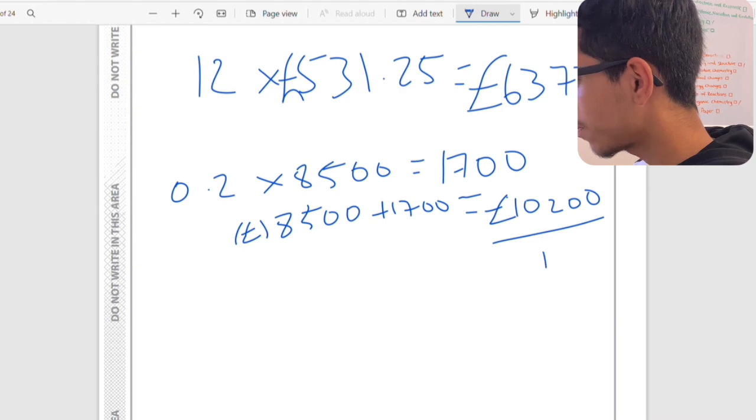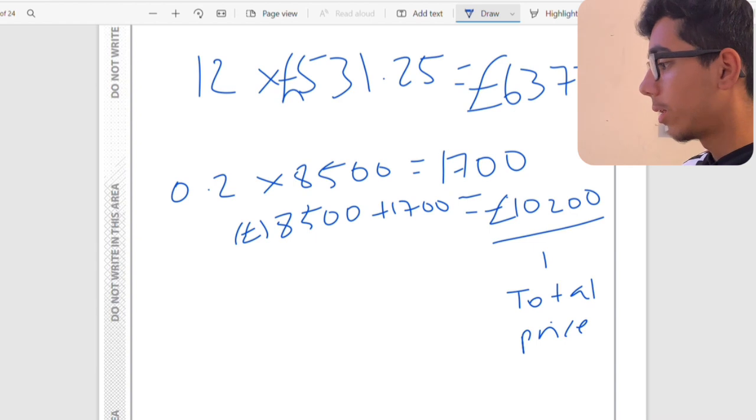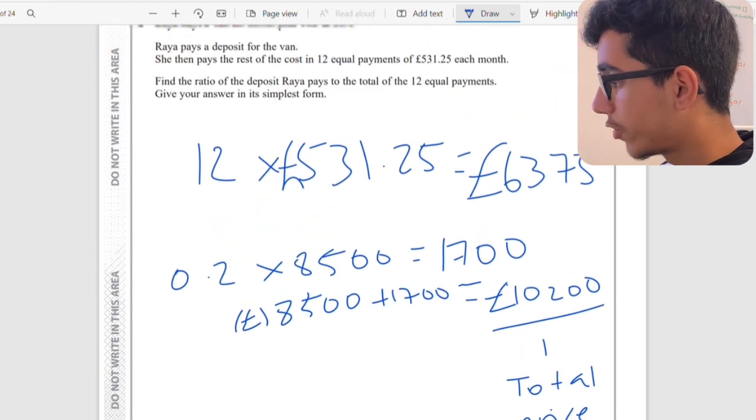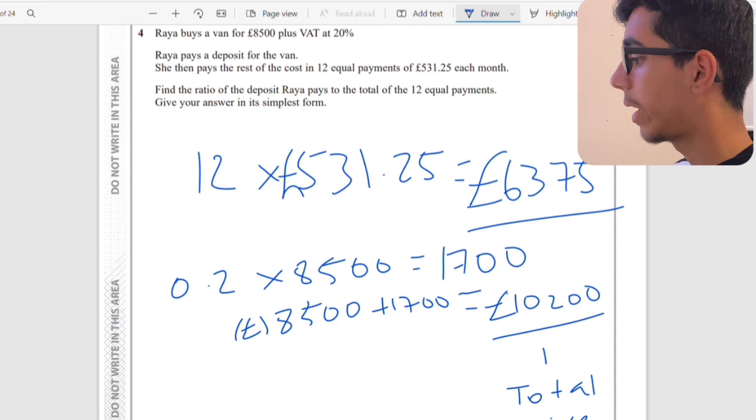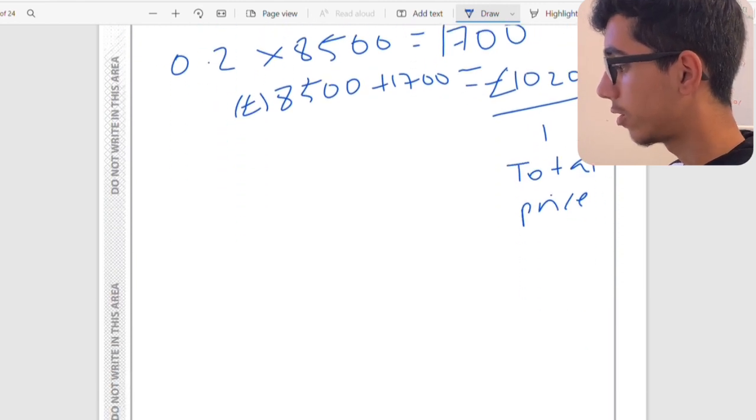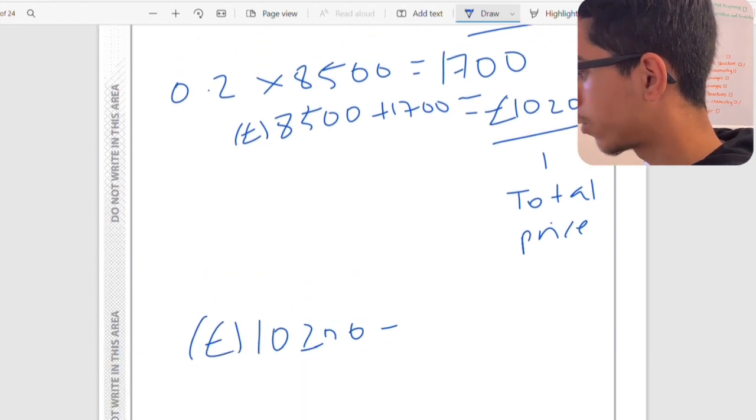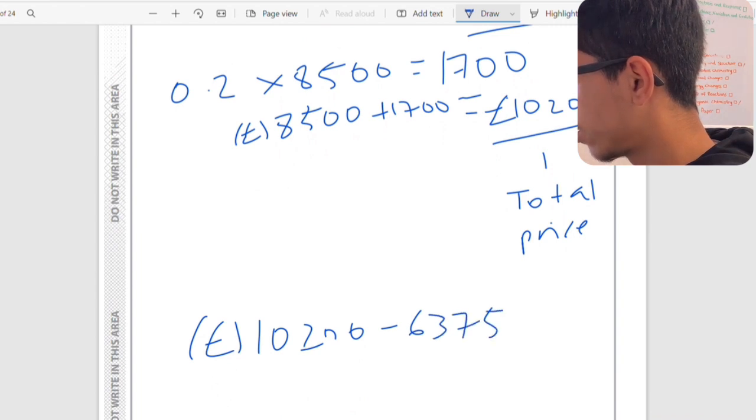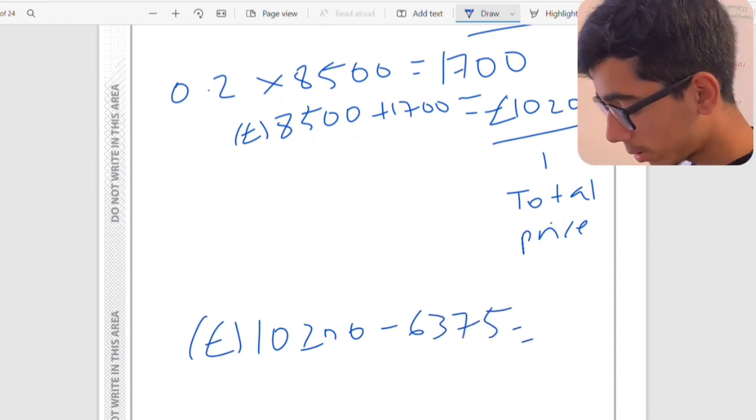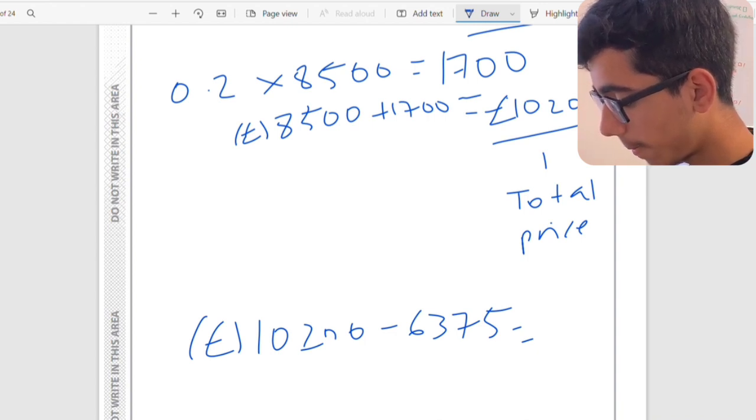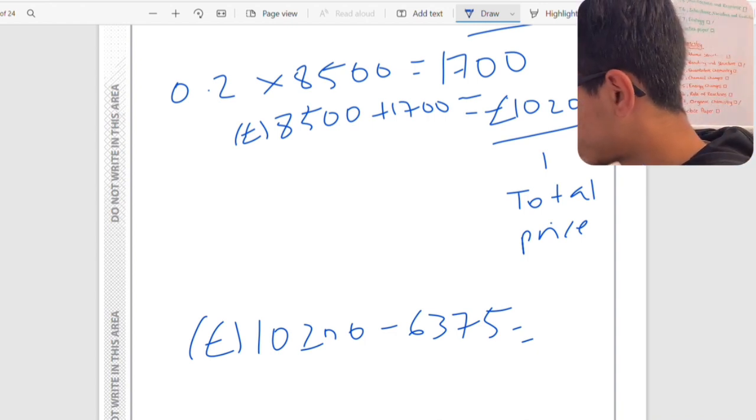That was the total price of the car. And she paid in 12 months, that's how much she paid. And so we can find the difference. So the deposit that she paid, we can just do 10,200 minus 6,375, which equals 3,825.